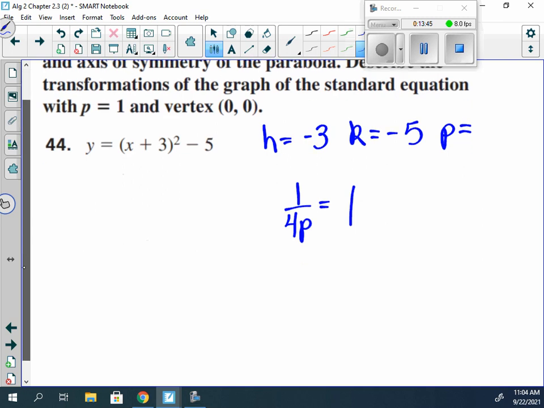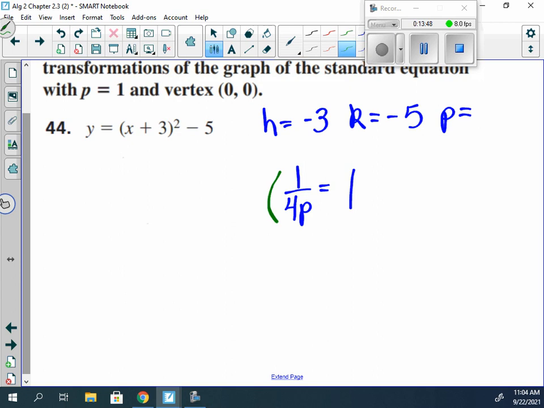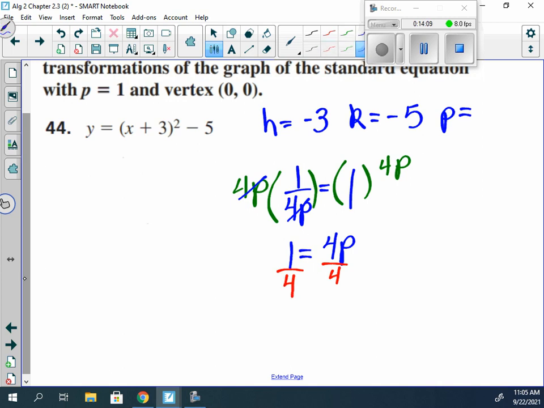So we can multiply both sides by 4p. 4p and 4p will cancel, telling me 1 is equal to 4p. At this point here, we would divide both sides by 4, telling me p is equal to 1/4. Okay.